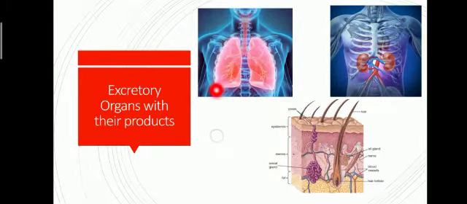First are lungs. We have one pair of lungs inside our body. Lungs help in eliminating carbon dioxide from our body. Then kidneys. We have one pair of kidneys in our body, and kidneys help in eliminating urine from our body. And the last one is skin.